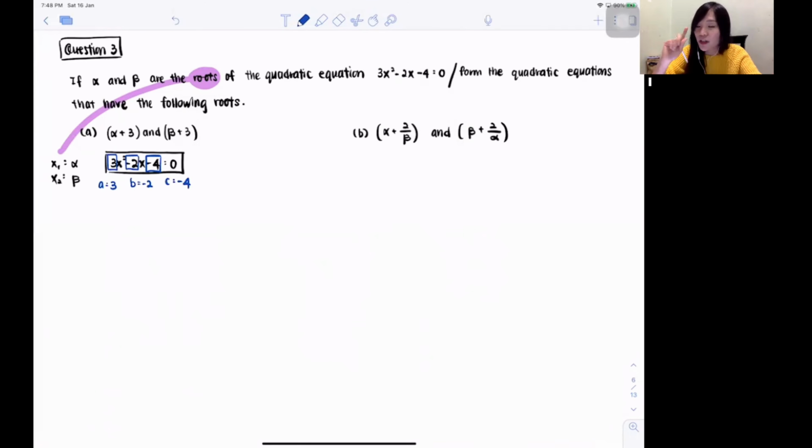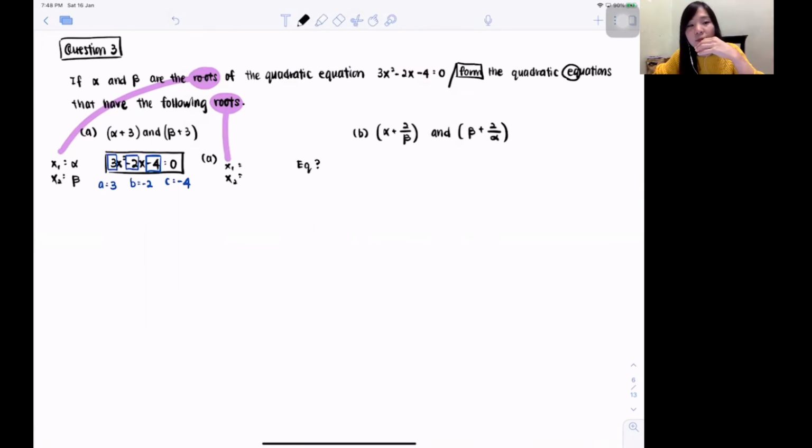Next one. Continue to read. Form. This is what I want to find. Form the quadratic equation. That means now they want you to form the equation. Then they say that it has the following roots. Did you guys again see the keyword? Roots. I write here. So guys, I repeat every time: roots means what? x1, x2, correct?